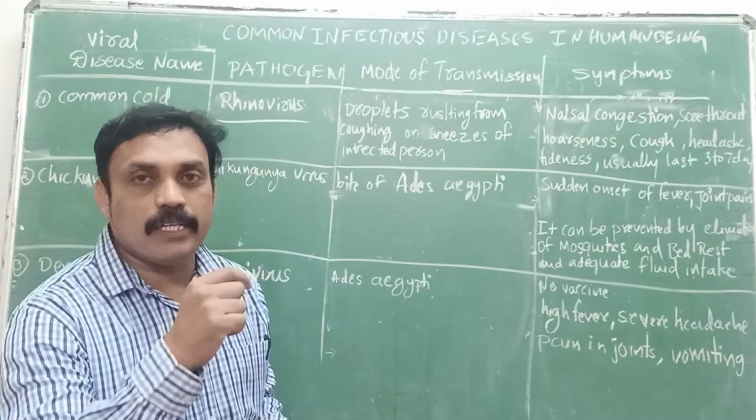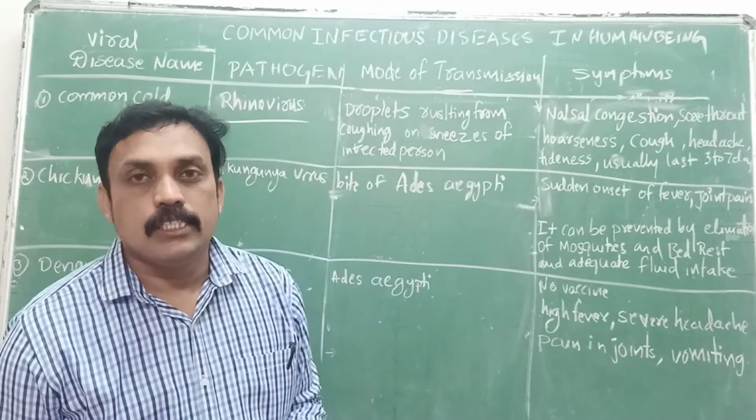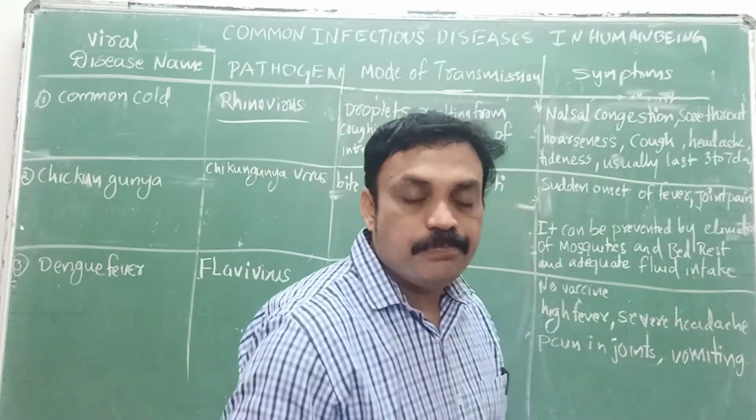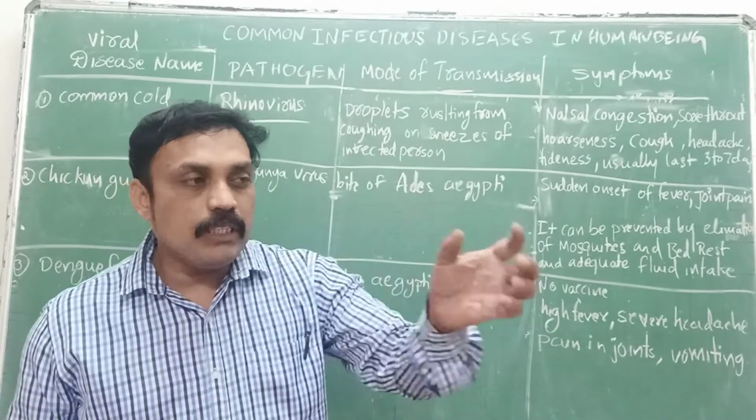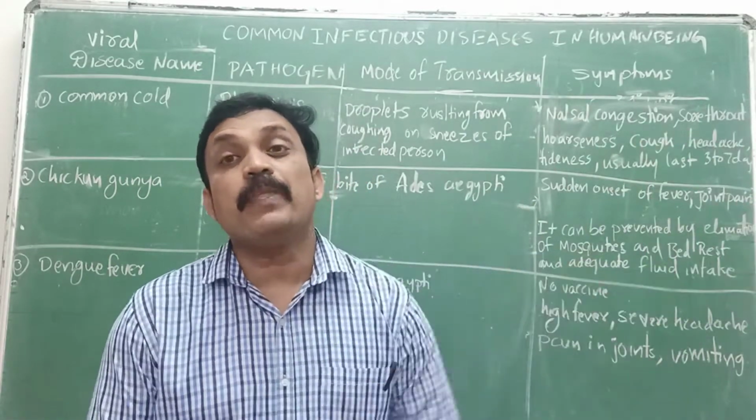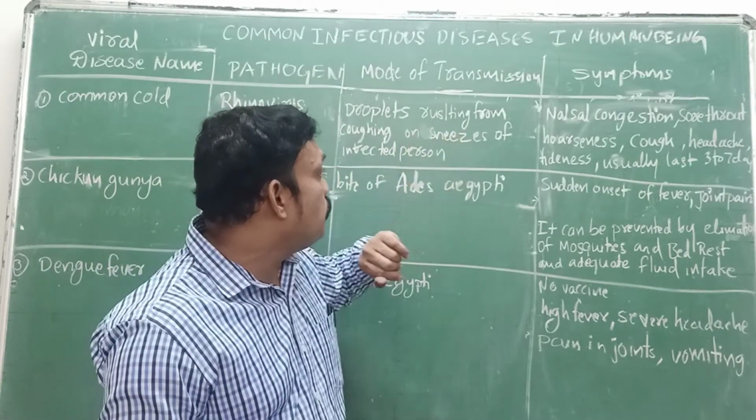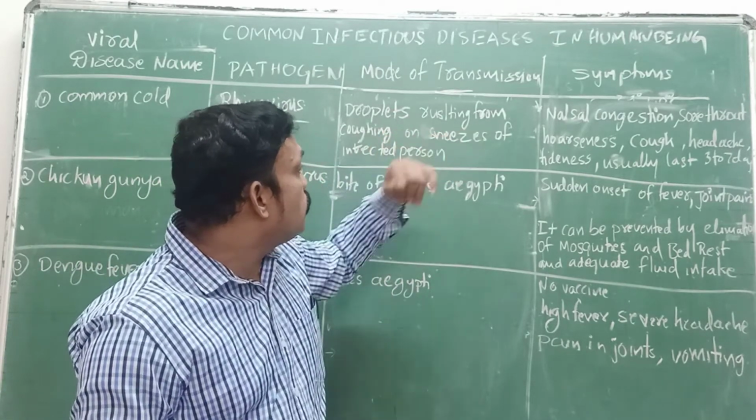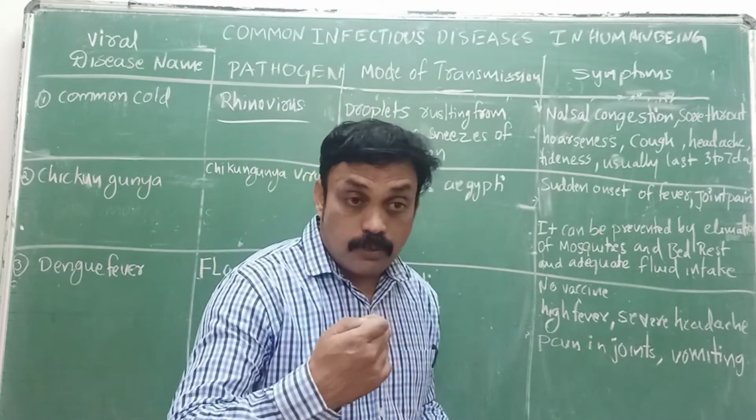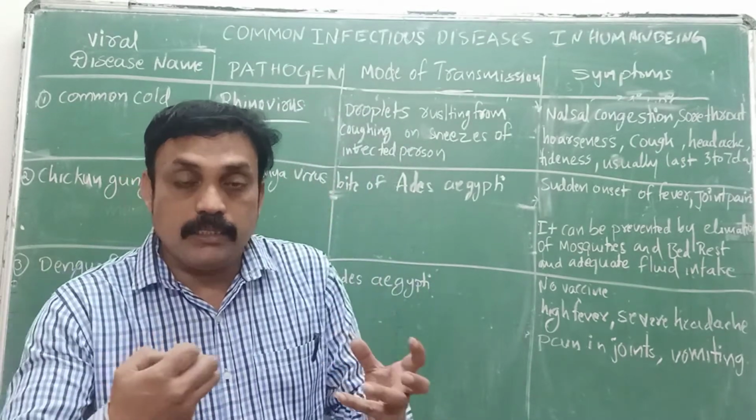Through what? Droplets. When an infected person sneezes, coughs, or talks, the disease is transmitted through droplets from the infected person to a healthy person. Droplets from coughing and sneezing of an infected person also cause allergies, which are short term and are one of the allergic diseases.